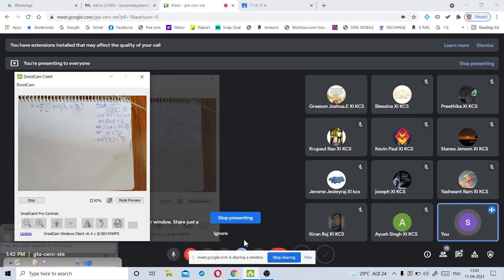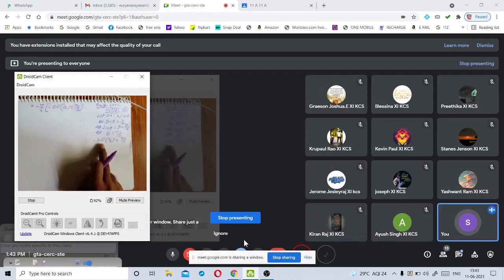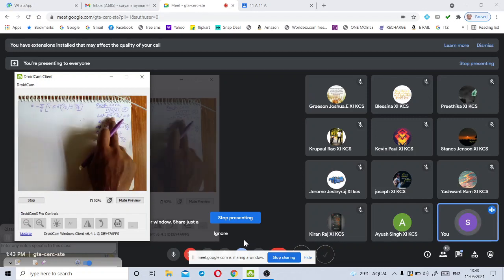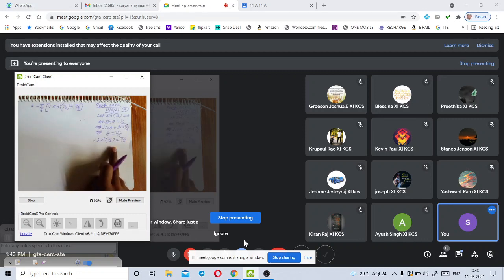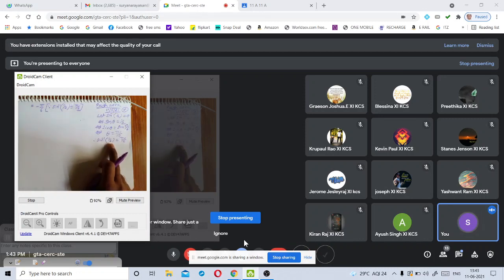What happened, my dear Ayush? Sir, because of network issue, I was unable to join, sir. Okay. Understood this step, my dear Grayson, Blessina? Yes, sir. In rough work, we found the value of sin inverse of 1 by 2. Understood these steps, my dear children? Yes, sir.